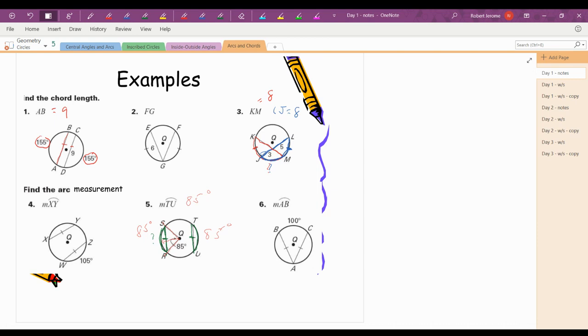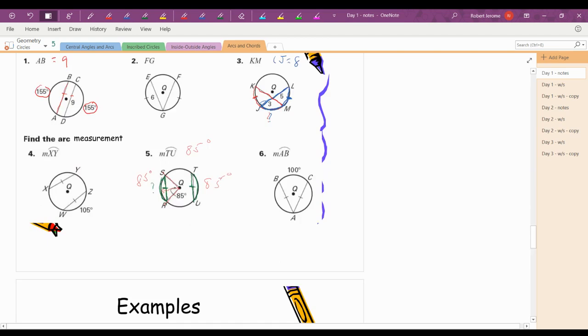So we're just piecing this together from our knowledge. Okay. We're using the same rules. Chords equal distance from the center are congruent. If the chords are congruent, the arcs are congruent. And if the diameter or part of it is perpendicular to the chord, it bisects the chord and its arc.